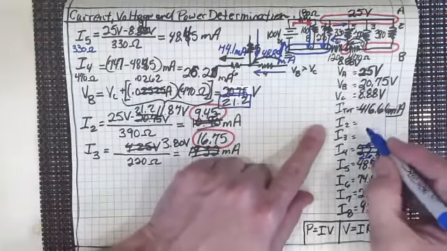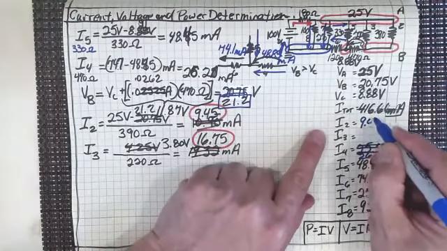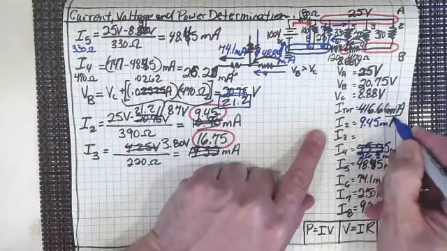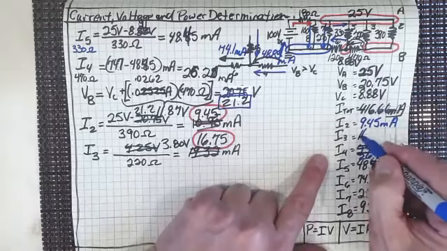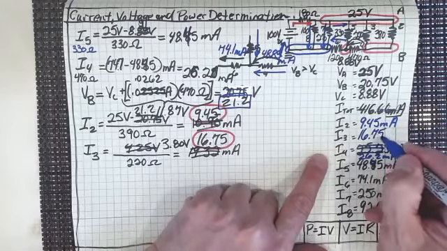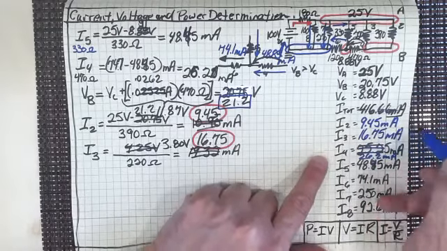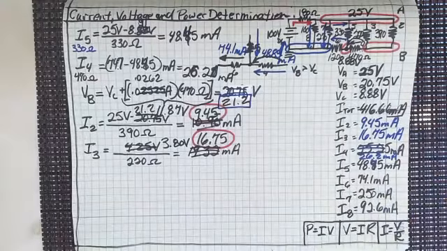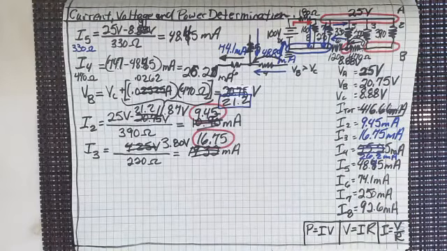We have 9.45 milliamps for I2 and 16.75 milliamps for I3. And so there you go. We've got all of our various currents and voltages.